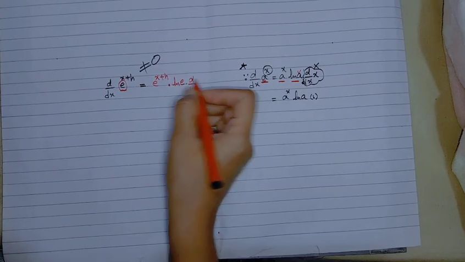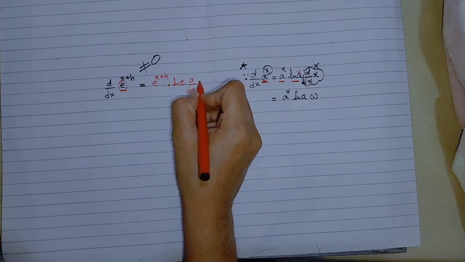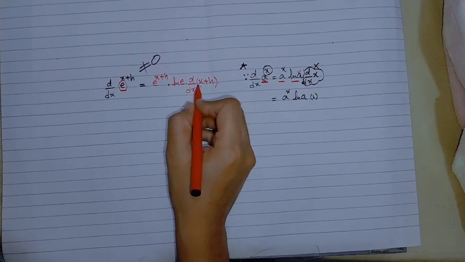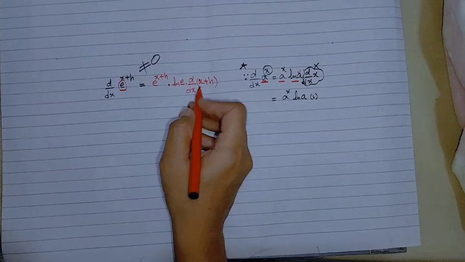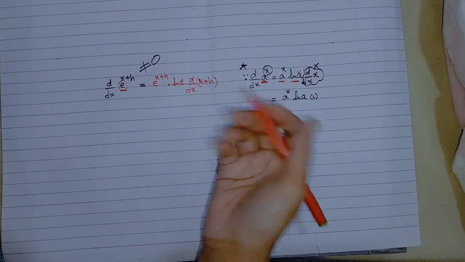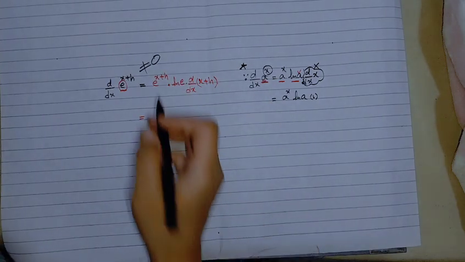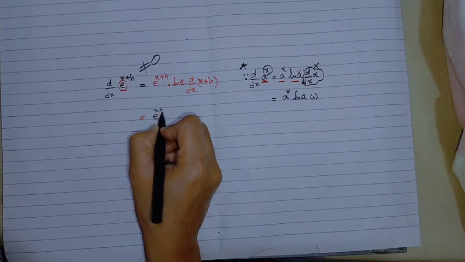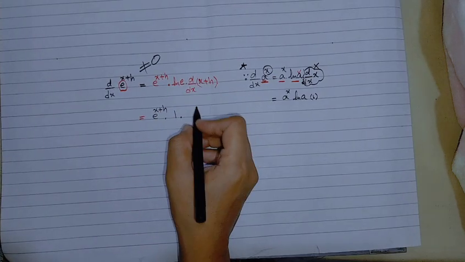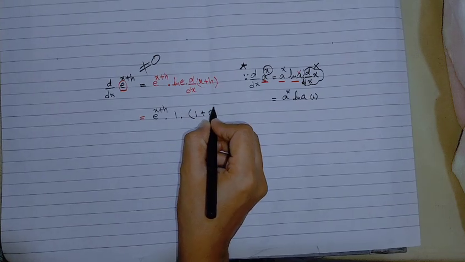This is the common mistake which mostly occurs: x plus h, and the bracket should be here. If not, then only x is considered, and h is also a mistake. So e to the power x plus h as it is, natural log of e is 1, derivative of x plus h: here it is 1 plus 0.